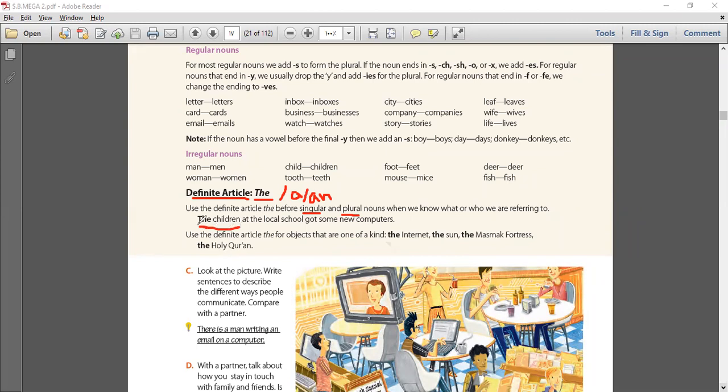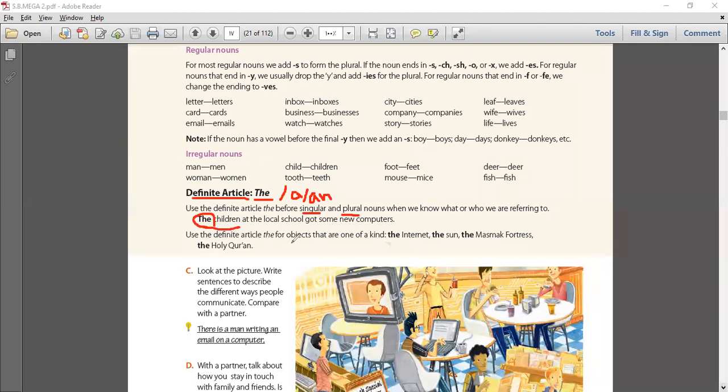So I'm going to use that. When you and the listener know what you are talking about, you're going to use "the". All of us now know which children we are talking about, so we're going to use "the".